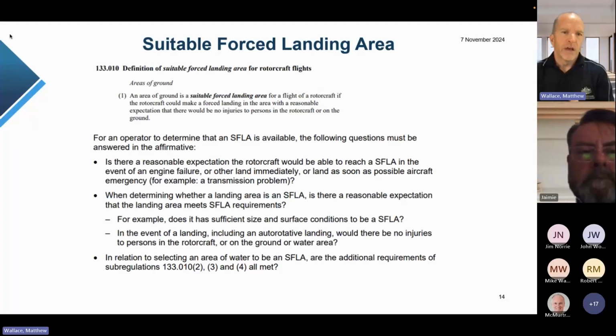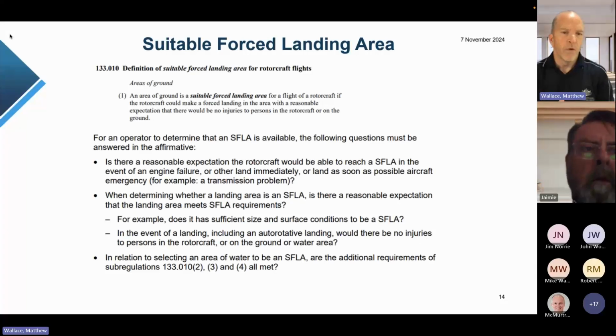So the definition: an area of ground is a suitable forced landing area for a rotorcraft. This is all coming out of 133.010. For a flight of a rotorcraft, the rotorcraft could make a forced landing in the area with a reasonable expectation that there will be no injuries to persons in the rotorcraft or on the ground. And for an operator to determine a suitable forced landing area, the following questions must be answered in the affirmative. So this is how we go about things.